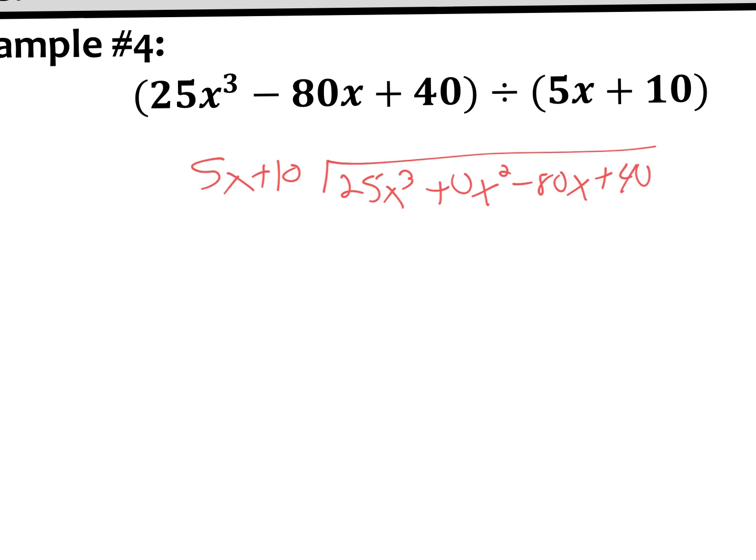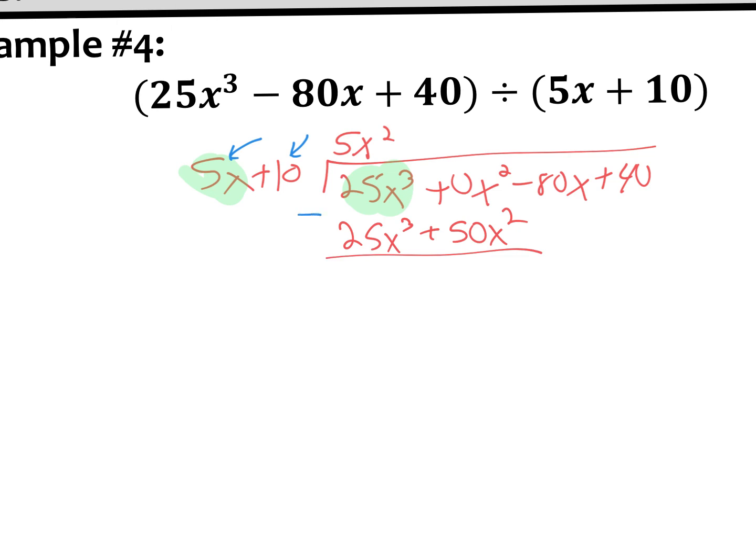Again, we're trying to match the lead terms. What do I multiply 5x by to get 25x to the third? Well, we've done that. We figured out it was 5x squared. Remember, you're going to multiply it times both terms. So why don't you pause and try that real quick? Okay, so that gives me 25x, or wait, not x squared, x to the third plus 50x squared.